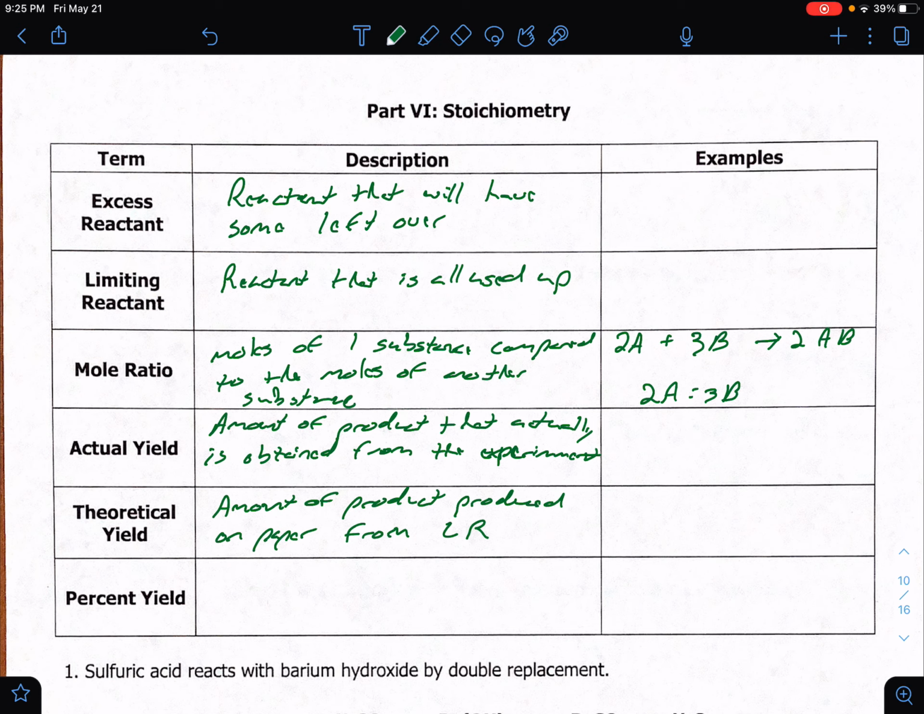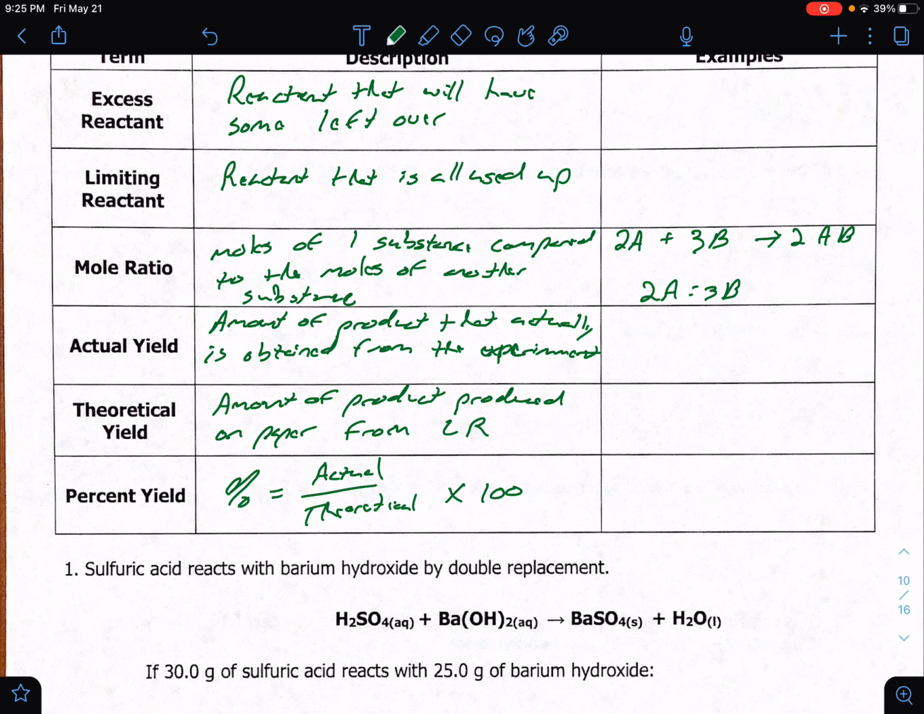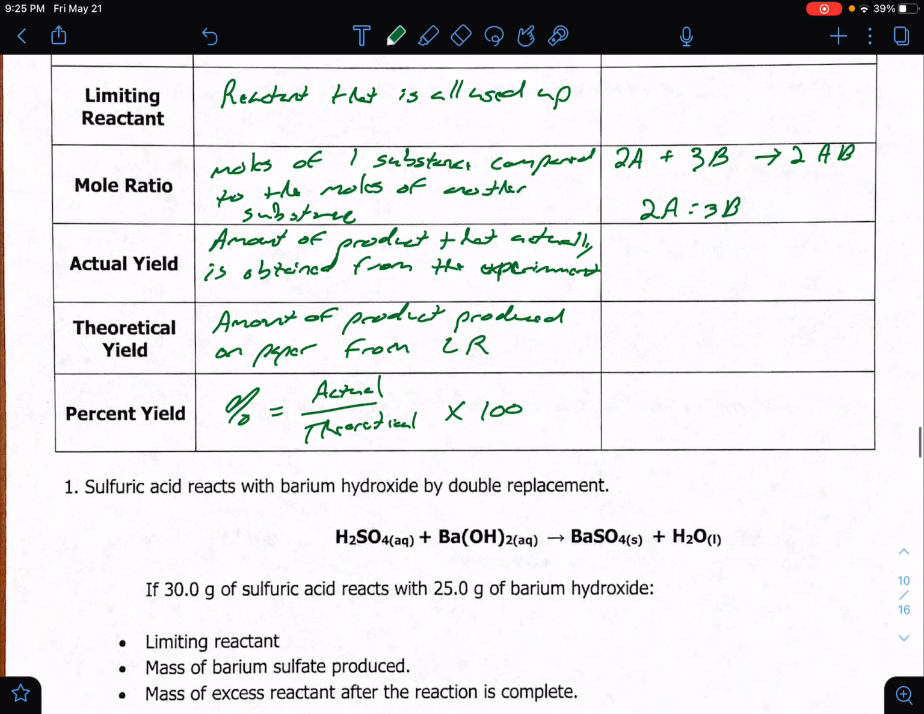Okay, and then percent yield deals with both of those. So percent yield is basically how successful the actual experiment was. So you do your actual amount over your theoretical times 100. Actual is always going to be the smaller number, because theoretical is the perfect scenario. So if you ever want to know which one to put on top, it's always going to be the smaller one, because if you get over 100%, that means you did something wrong.